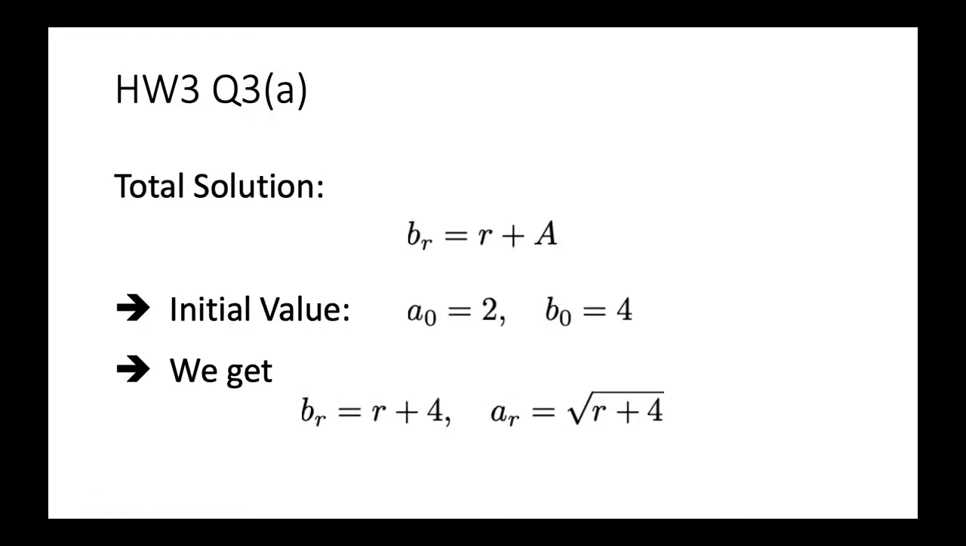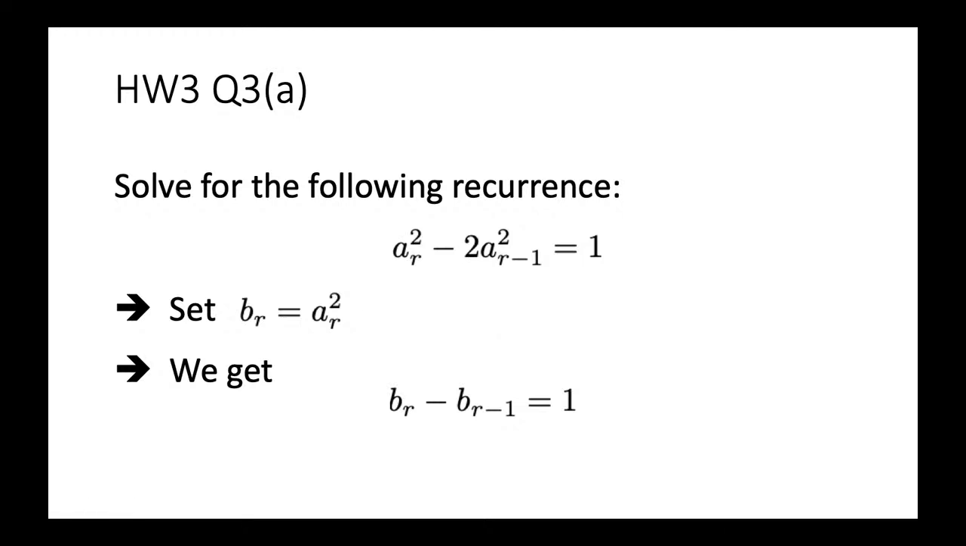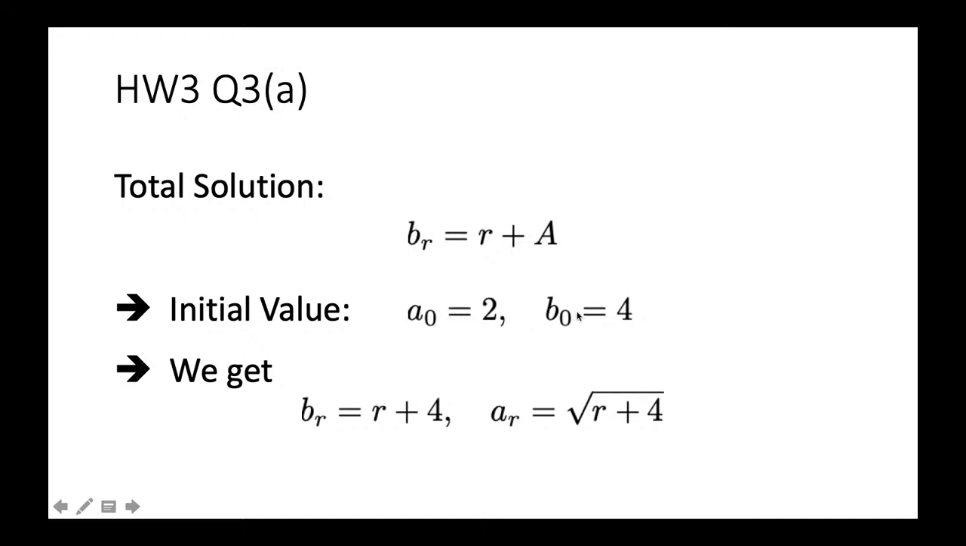So we can solve for BR and find out that the total solution is actually equal to R plus A of this form for some constant A. And because the initial value A0 is equal to 2 in the question, when A0 is 2, then B0 will be 4. So we actually get the initial value of B0 is equal to 4. So by plugging in R equal to 0, we know that this big A should be 4.